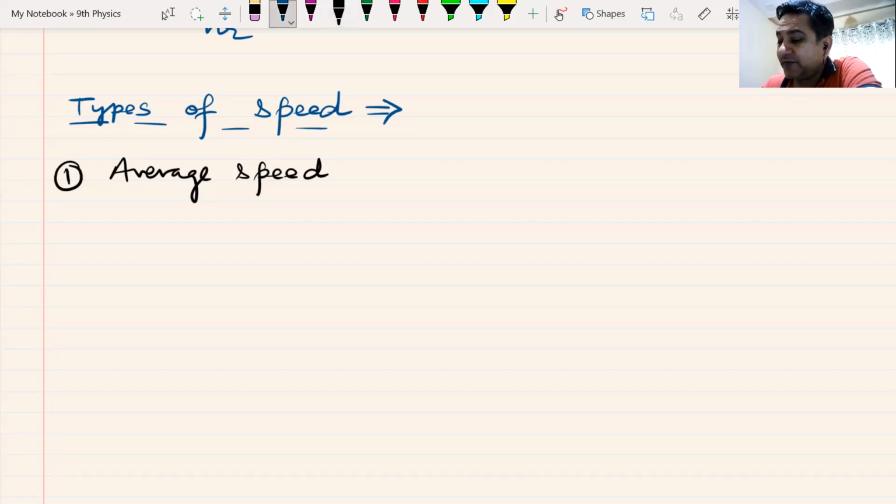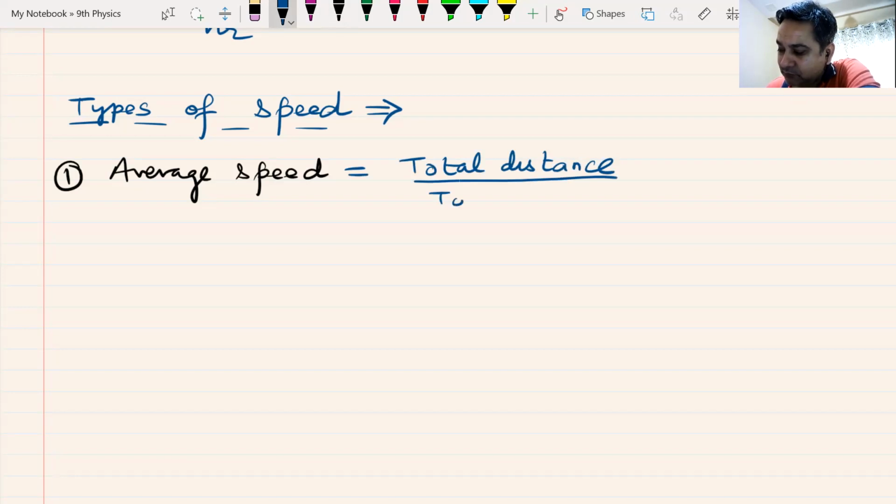To find out the average speed, what do you do? You find out the total distance you have traveled, and just simply divide it by the total time. That is your average speed. Do we understand this?